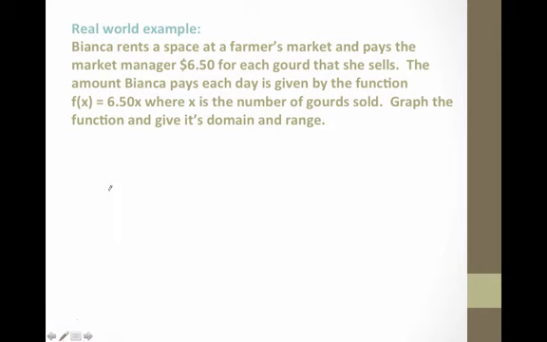So remember, this is a real world situation, so I'm not going to be able to have negative x's because I'm not selling negative gourds. So I'm going to try 0, 1, 2, and 3. If I sell 0 gourds, remember my equation right up here, I make $0. If I sell 1 gourd, I make $6.50. 2 gourds give me $13. 3 gourds give me $19.50. So I am just selecting points to graph.